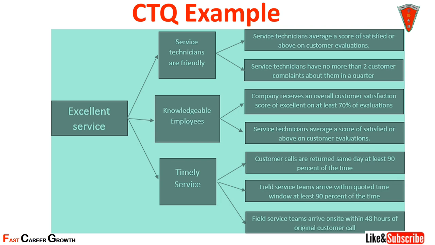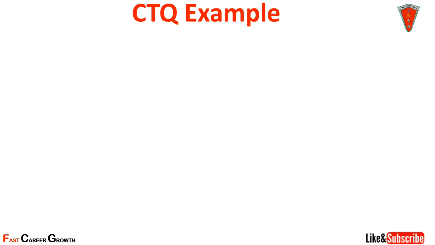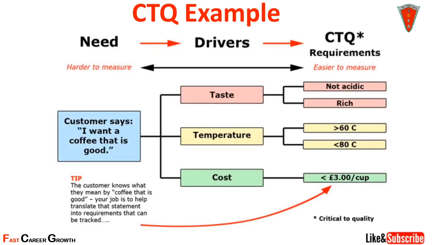This is all about the critical to quality example. This is also available on Google. In the next slide, we will see another example of critical to quality. This slide we have already mentioned in the previous slide.